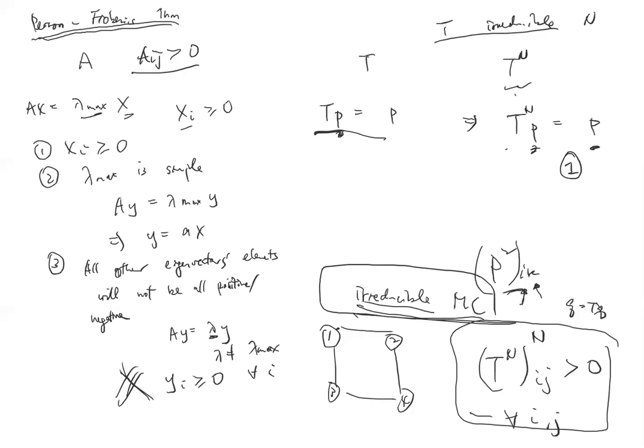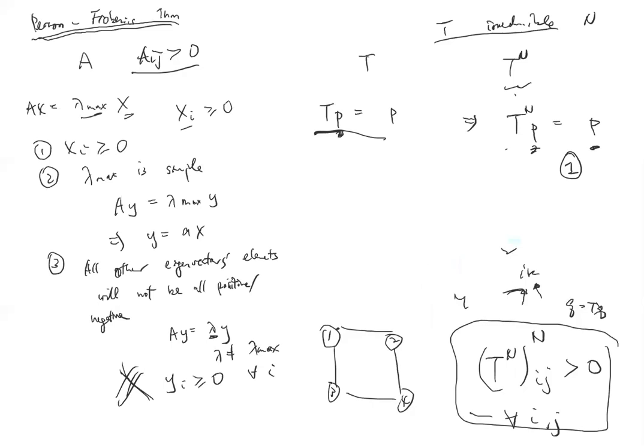One is the largest eigenvalue. Basically, I'd like to say that I cannot have an eigenvalue bigger than one. So let's say I have some eigenvalue bigger than one. First, think of TP equal to lambda P. Let's see. Let me pause a bit. Oh, okay, I remember now.